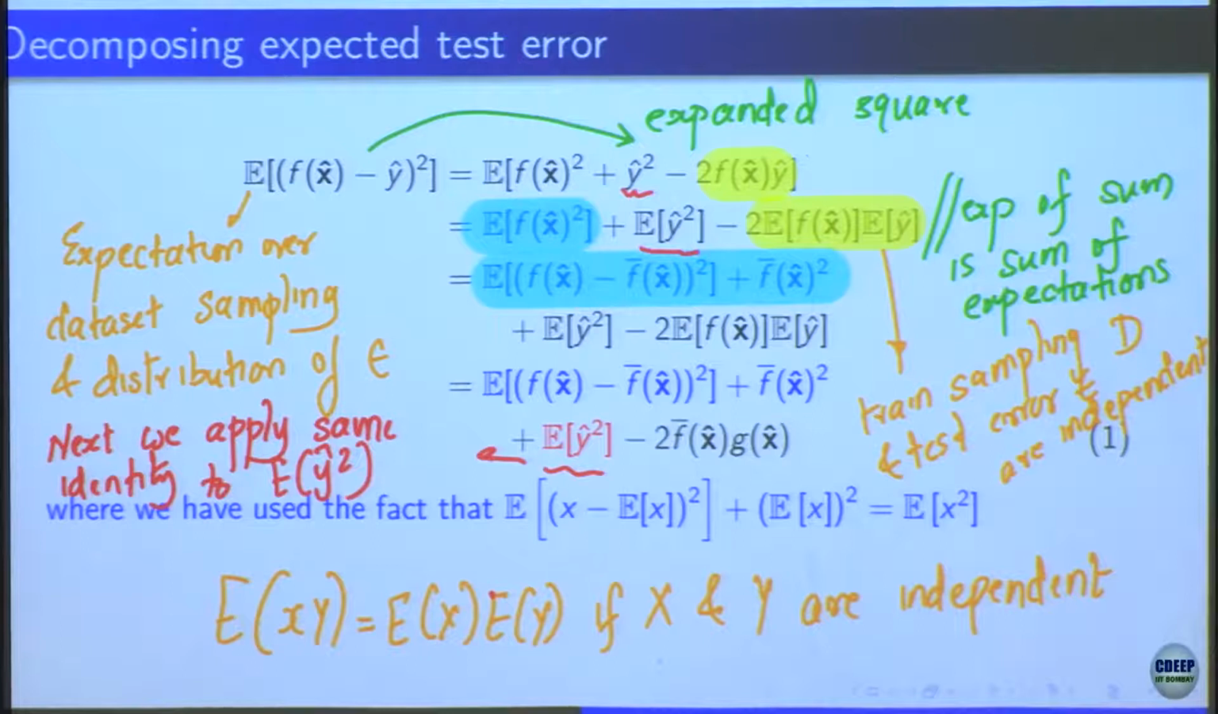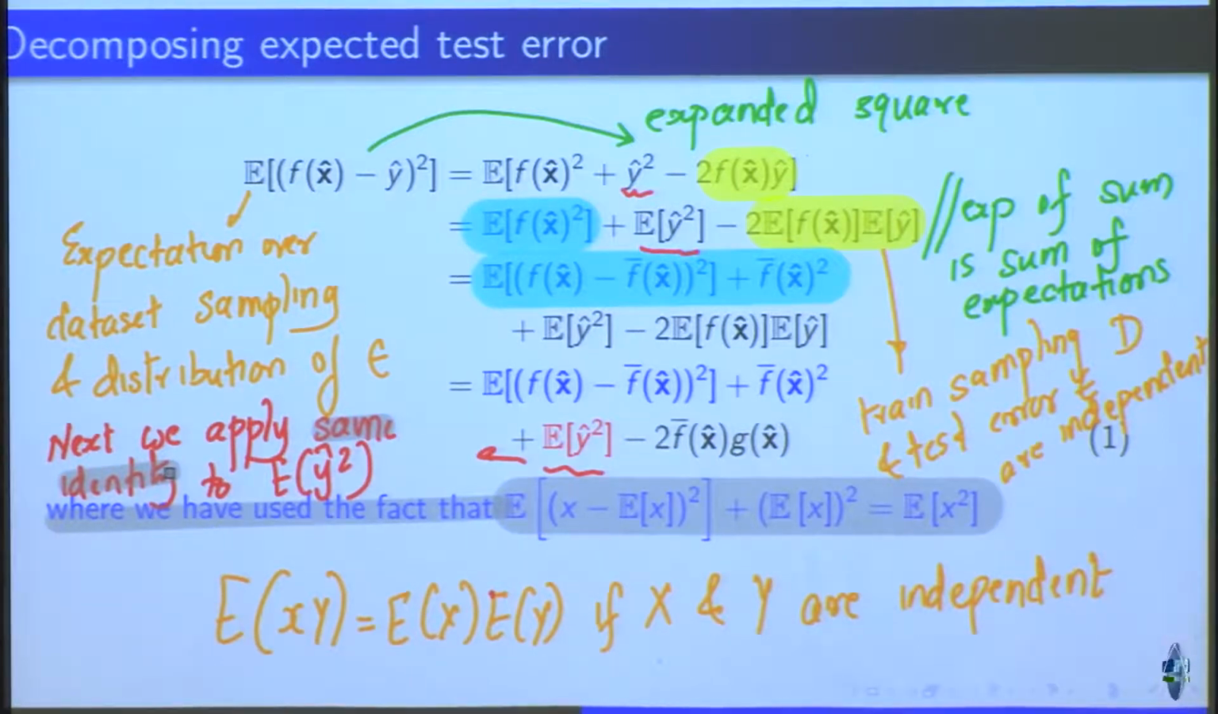Is that clear? When I say same identity, I am referring to this identity. This identity. So try doing that. What will happen if you now apply the same identity once more to E of y hat square?